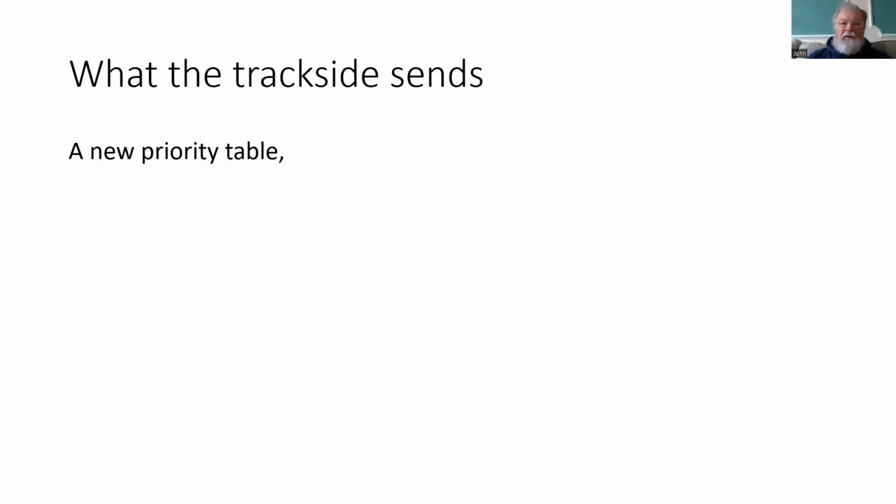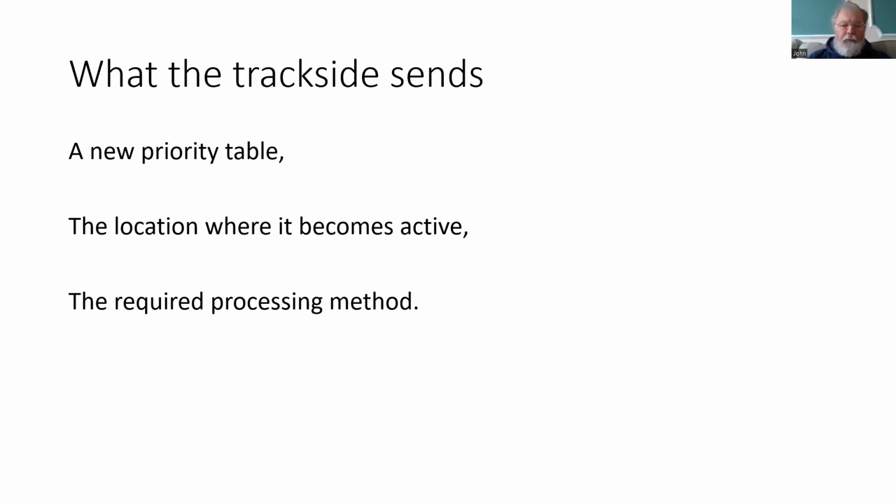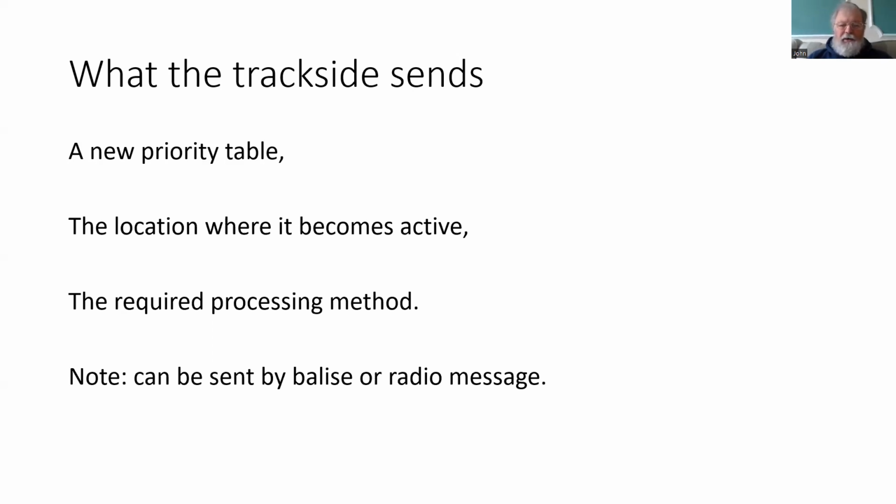So what is it that the trackside sends to the onboard? Well, it will send a new priority table. And it will also include where that priority table becomes active. It may become active immediately, or it may become active at a certain location further down the track. And the trackside also instructs the onboard how to process the new priority table. So let's have a look at that in a bit more detail. But before we do, we should just note that these instructions can be sent both by the Balise or by radio message.